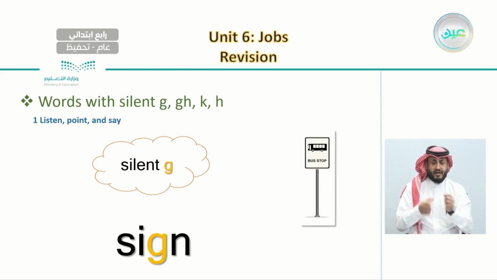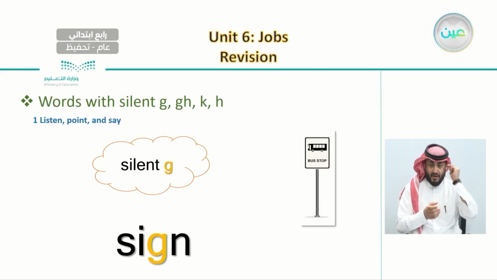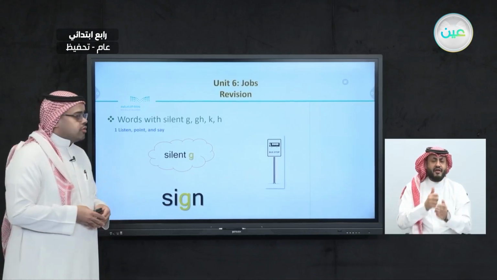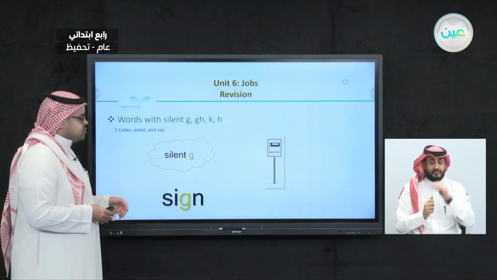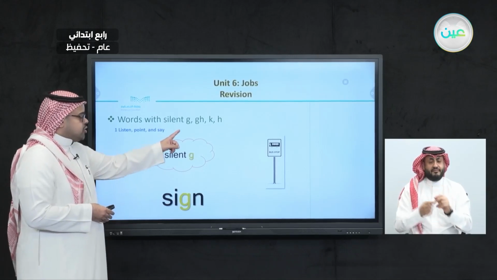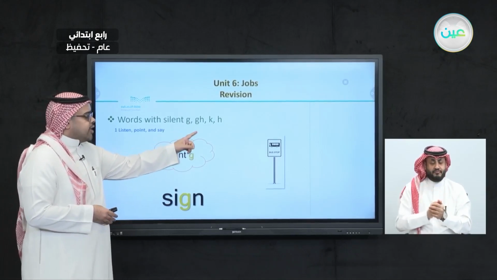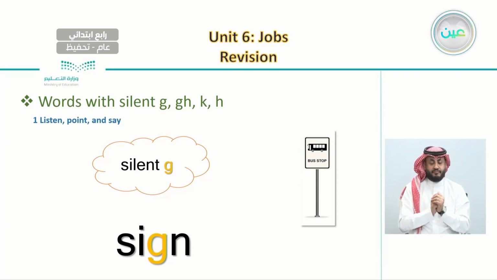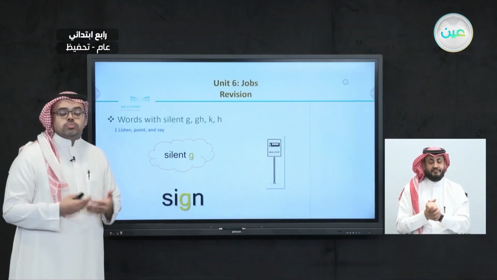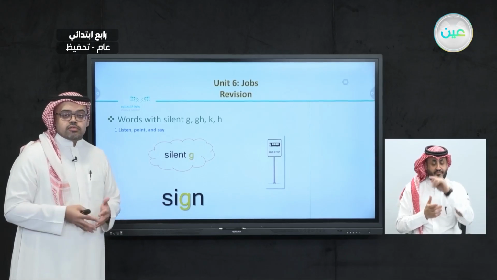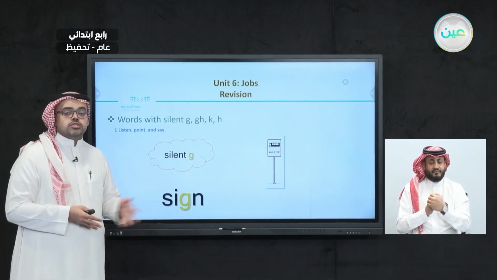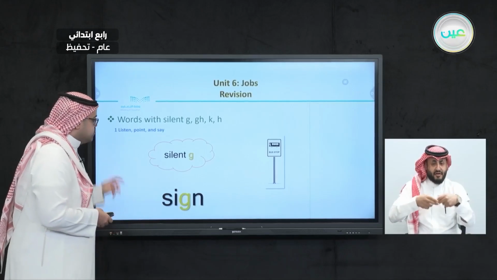Quick revision on our last lesson. In our last lesson, we did learn to write and spell some words with silent letters. Letters like G, GH, K, and H. And we said that we do sometimes come across words where we write letters but we don't say them and we don't pronounce them. And the first example we learned last time, which is this word, the word sign.